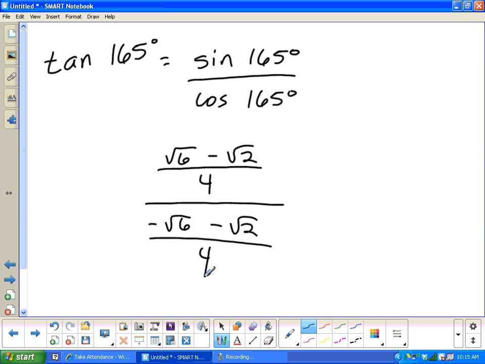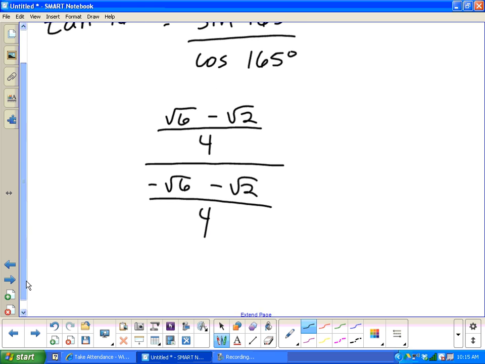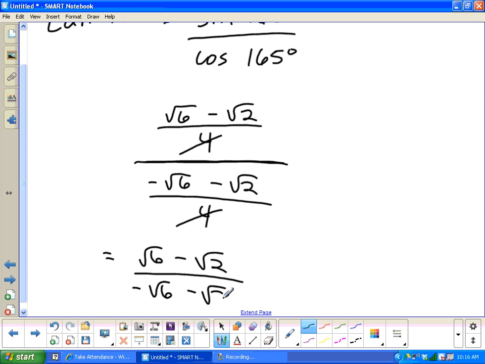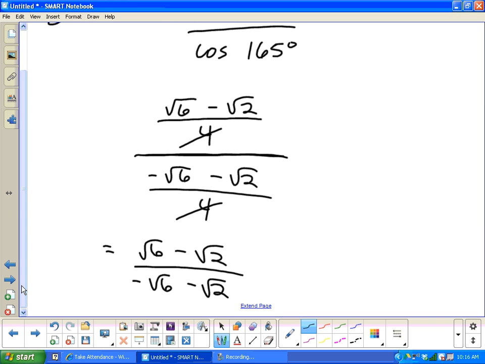Now let's look at this. That looks pretty bad, doesn't it? I want you to notice something that's going to happen every time with these, because you get the same numbers. If I think of this as multiplying by the reciprocal instead of division, this 4 would wind up on top, wouldn't it? And you see how the 4s would just cancel? That's always going to happen. So the 4s are going to go away. That leaves me with square root of 6 minus square root of 2 over negative square root of 6 minus square root of 2.